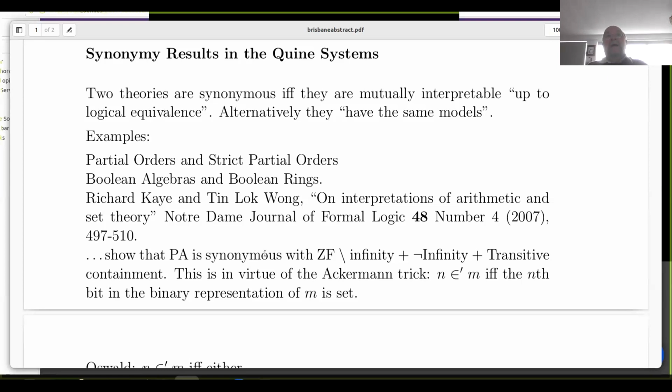A more familiar and less trivial example are the theory of Boolean algebras and the theory of Boolean rings. We all know that these theories are, in some sense, Boolean algebras and Boolean rings are just the same thing.